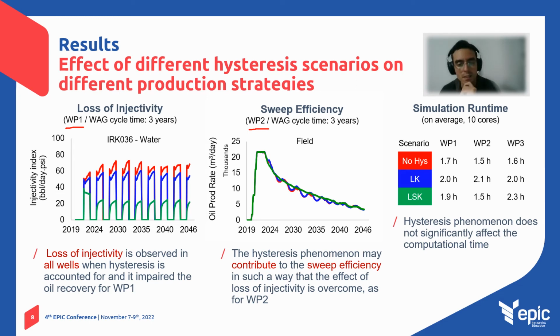In this figure, we see the oil production rate curves, and we see that the green one is much flatter than the others, which suggests that in fact sweep efficiency is better in this case, because the oil production is not being affected by the change of the fluids in the injectors. Another point here is about the simulation runtime. In this table, we can see that hysteresis phenomena does not significantly affect the computational time.